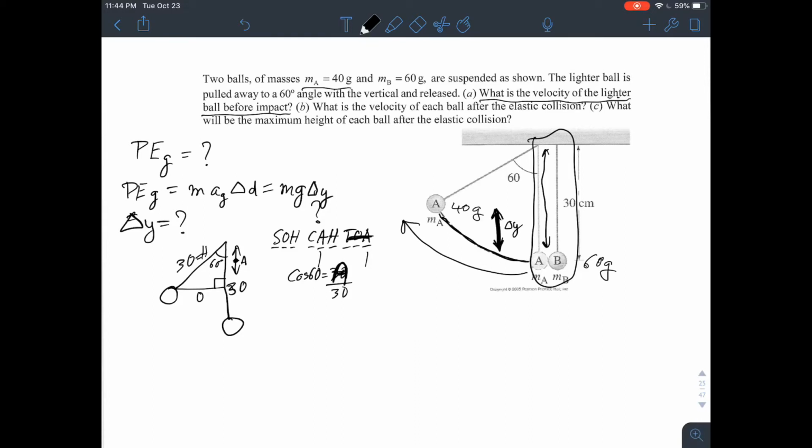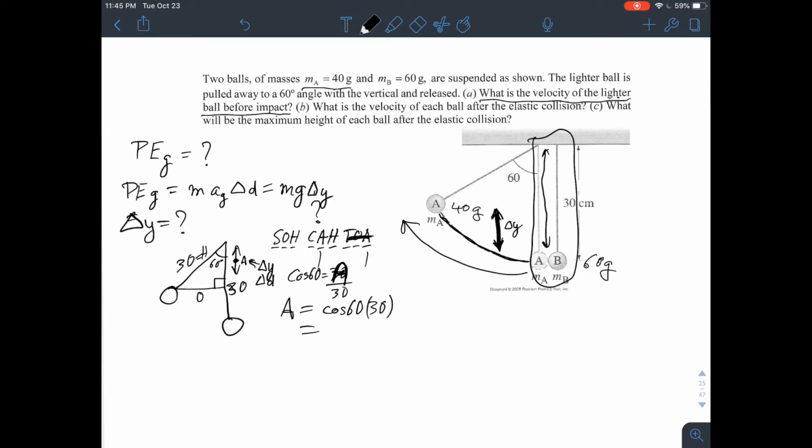Right? So now there's only one unknown, and if you solve for the adjacent side, that's cosine of 60 times 30. The thing that I'm calling adjacent is basically the change in y, or the change in the displacement, however you want to call it. You can convert it into meters from centimeters.